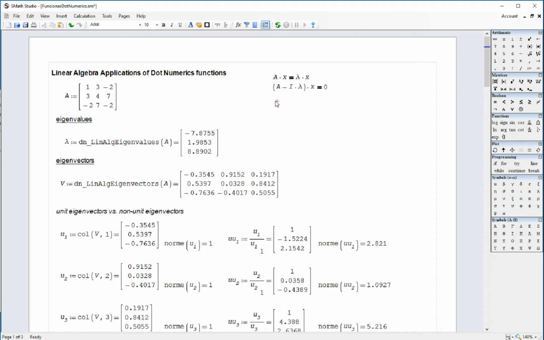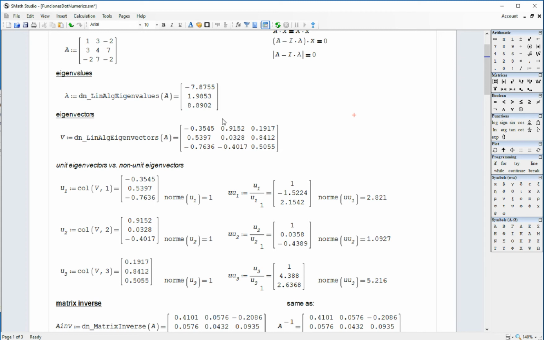When we take the determinant of A minus the identity matrix times lambda, setting the determinant equal to 0 produces what is called the characteristic equation. And the solutions to the characteristic equation are the eigenvalues. But this function will give you the eigenvalues right away. The function eigenvector will give you a matrix, and the columns of the matrix correspond to the eigenvectors for each one of the eigenvalues shown above.